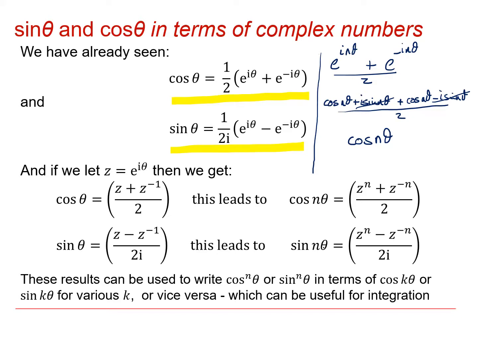And a similar piece of working will give you this expression for sine n theta. You might like to just trace that one through for yourself to make sure that you can make it work out. Again, notice we've got a 2i on the bottom. Now these results are very useful for expressing either powers of cos theta and sine theta in terms of multiple angles, or vice versa, multiple angles in terms of powers. And both of those can be very useful for integration.